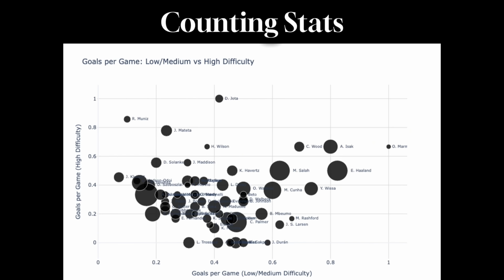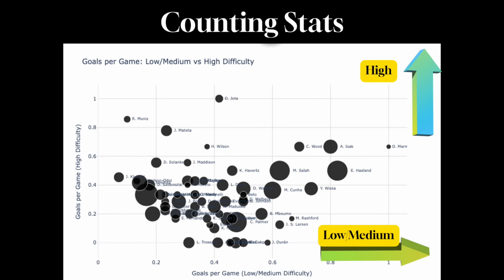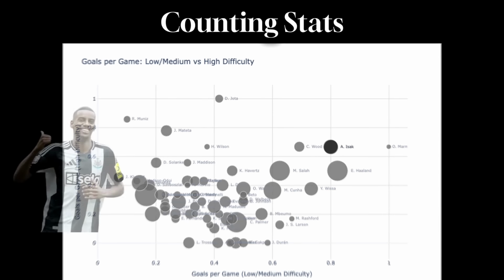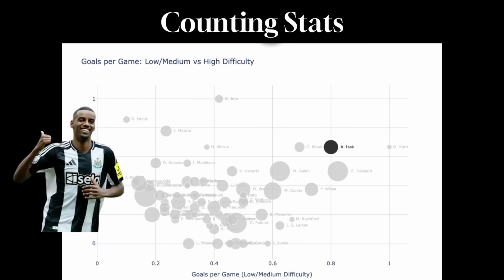In this diagram, for all players with 5 goals or more, we can see their goals per game in low and medium difficulty matches and goals per game in high difficulty matches. The goal is simply to be in the top right. Nobody had a better goal-to-game ratio across all of their matches than Alexander Isak this season.